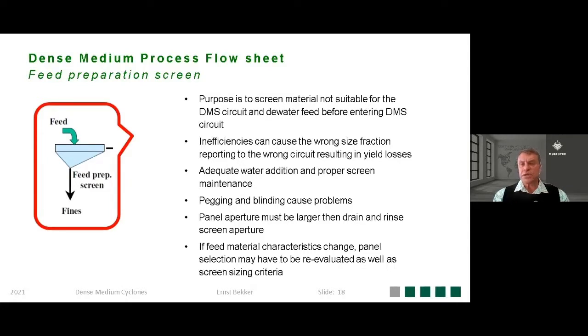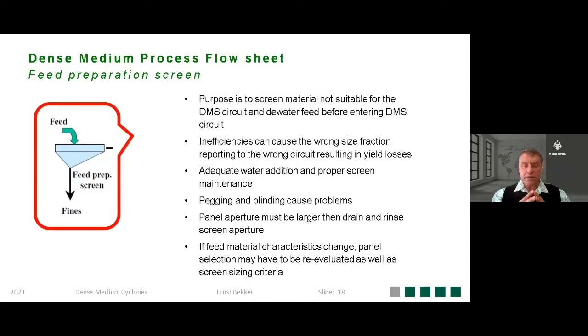It needs to be screened into the correct size fraction. If there's any inefficiencies on that feed preparation screen, then you're sending the wrong size fractions, or you're sending them in the wrong direction. And you'll see later that this can then lead to some yield losses. Yield is the word that describes the recovery of valuable to your product stream.